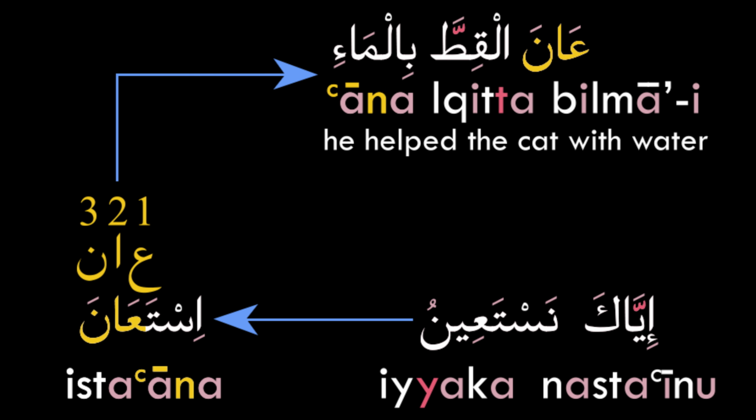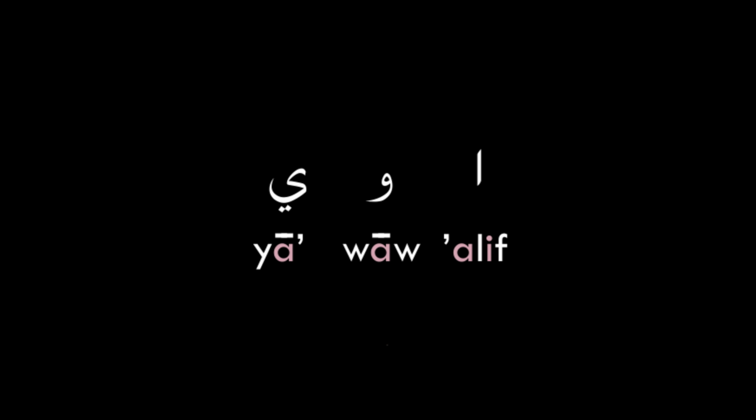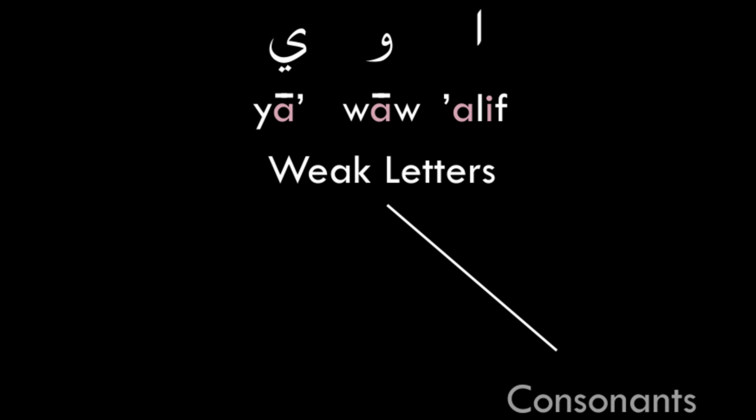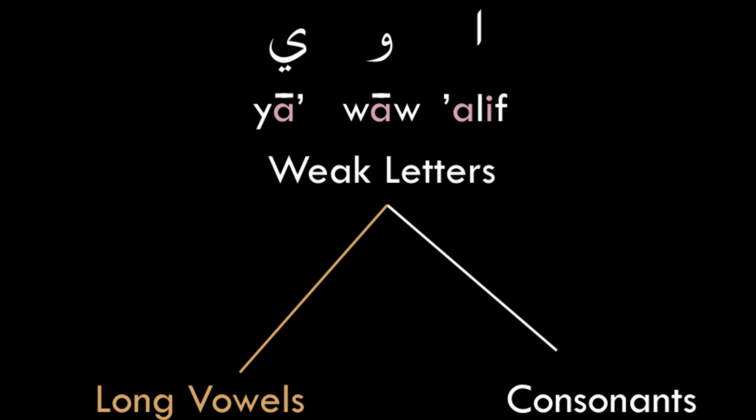Before moving forward, I have to remind you that alif, waw and ya are 3 letters. We call them weak letters, and they can come as consonants and as long vowels. Also, I have to remind you that the shortest verb in Arabic has to consist of 3 letters and the longest has to consist of 6 letters. You can never find a verb with 2 letters or a verb with 7 letters or more.